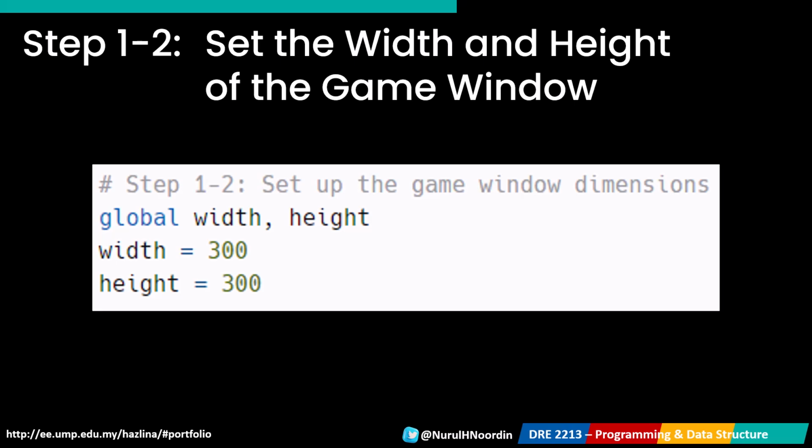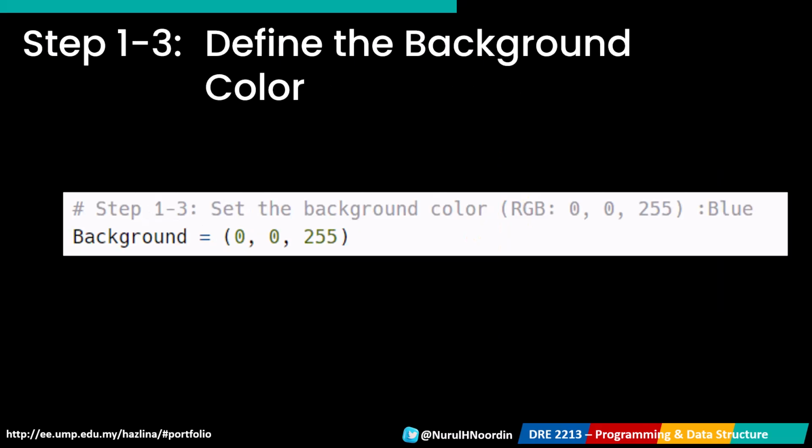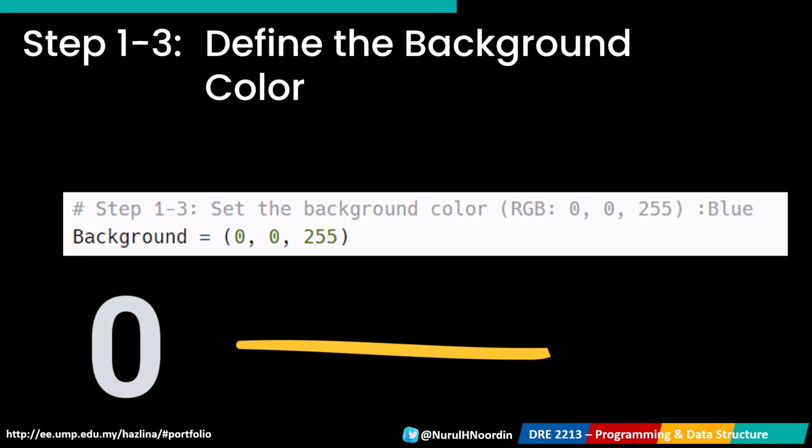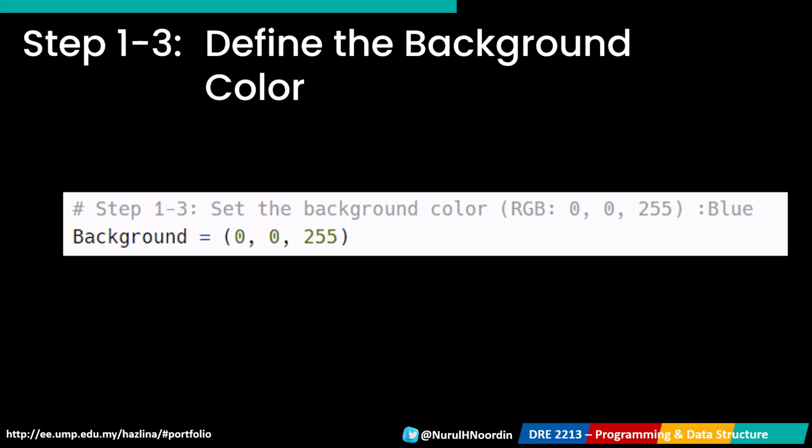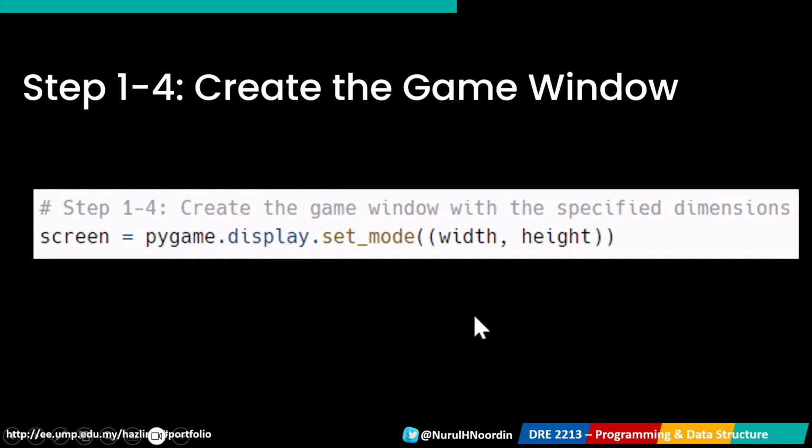Values determine the size of the window where our game will be displayed. We'll make the window 300 pixels wide and 300 pixels tall. Colors are represented as RGB values, where each component represents red, green, and blue, ranging from 0 to 255. For example, we'll use a bright blue color for our background. Hence, the value is 0, 0, 255.